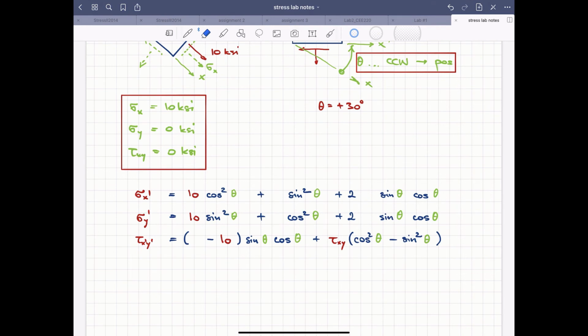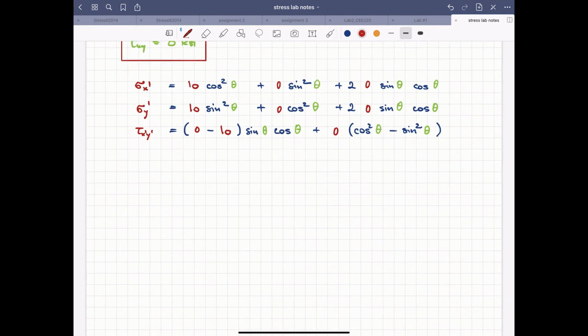Next, we substitute sigma y and tau xy at the same time, since both are simply 0 ksi. I keep them in the equation just to show you that in general those terms are present. So you see that there are only the first terms in all of the three equations that are non-zero.